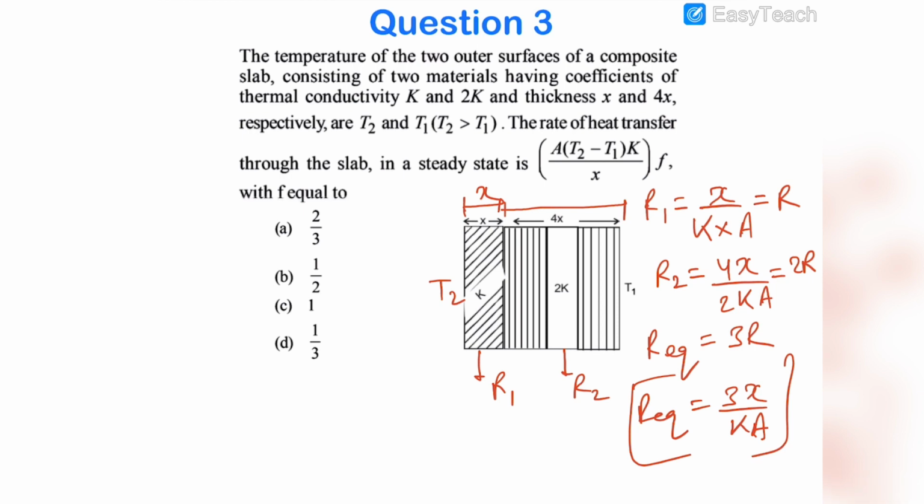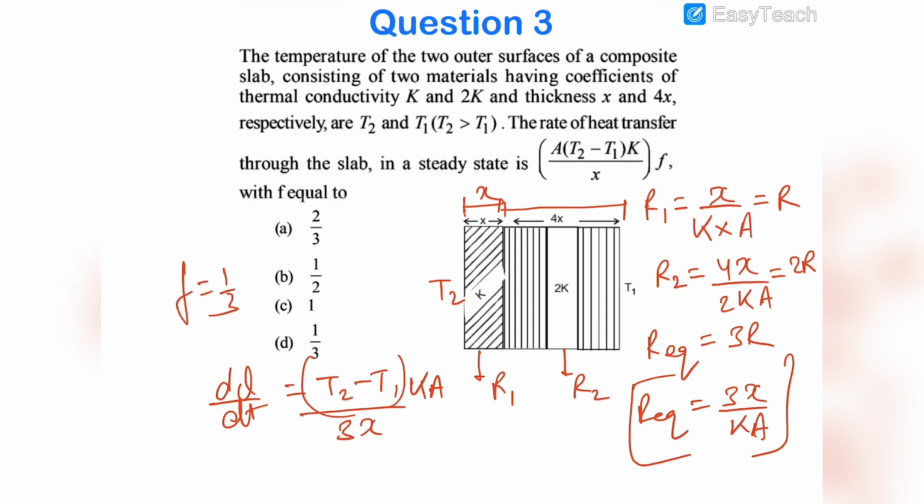And now we know that the rate at which heat is transferred, dQ by dt, will be equal to delta T upon R equivalent, and delta T is T2 minus T1, and R equivalent is 3x upon KA. So the value of F will be equal to 1 by 3. So the correct answer is D. Now we move on to the next question.